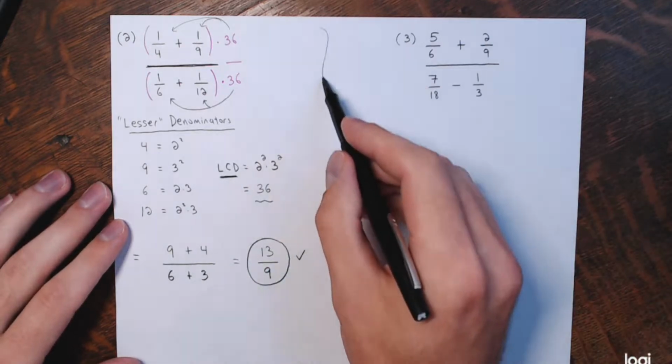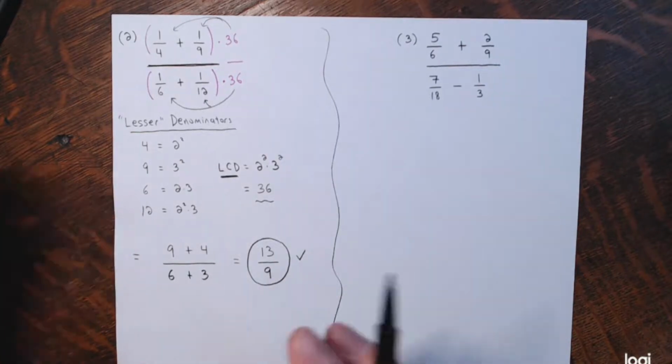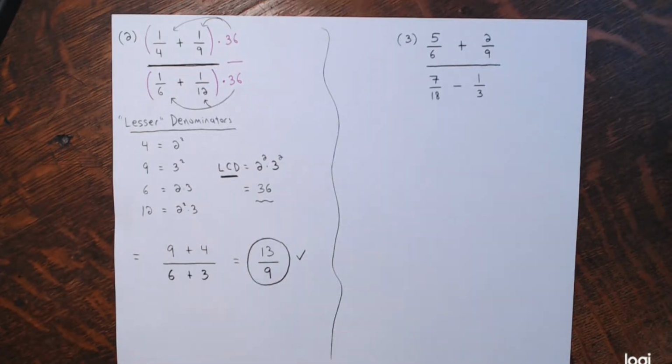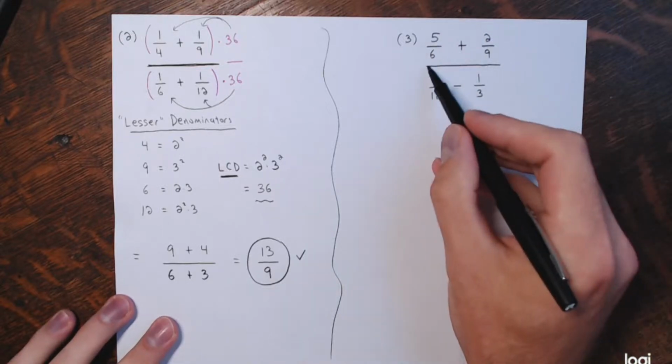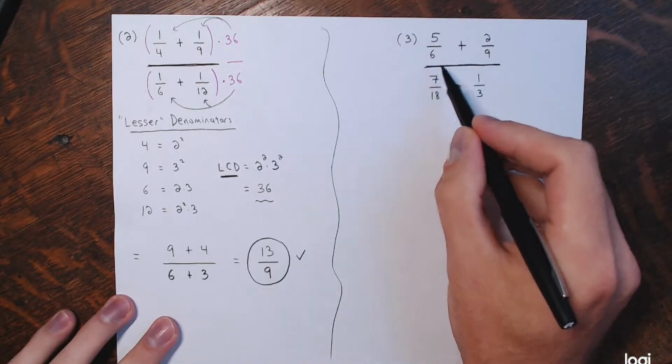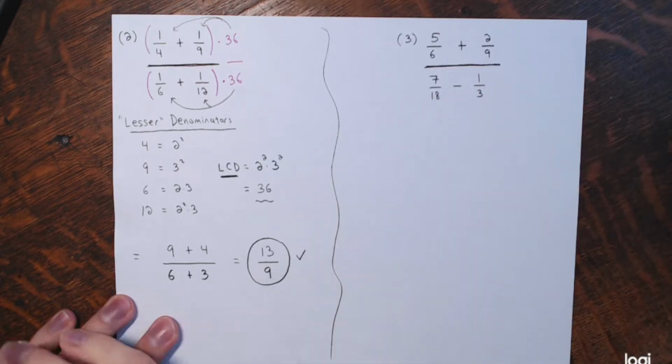Okay. So same thing every time. I'm going to find the LCD of the lesser denominators, what I'm calling the lesser denominators, the denominators of the fractions within the fraction. Then multiply the numerator, the expression above the big bar, the main bar, by the LCD, and do the same with the denominator, multiply that by the LCD.